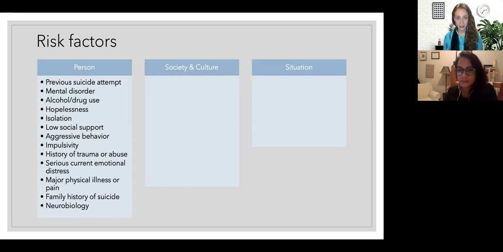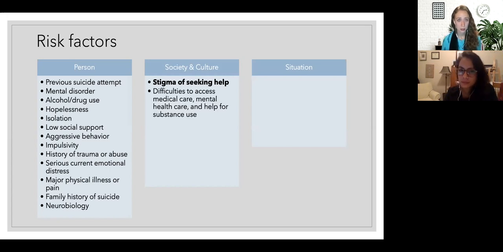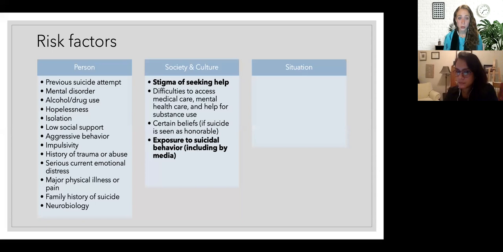In society, at that level, risk factors include the stigma of seeking help, difficulties in accessing care, especially medical or mental health care or for substance use, and certain beliefs. In some cultures where suicide is seen as honorable, that can be a challenge. Also exposure to suicidal behavior, including by the media, and the influence of others who have died by suicide. If someone's died by suicide and they were very well thought of, or they were held up as a role model, or got a lot of attention, that can increase risk.